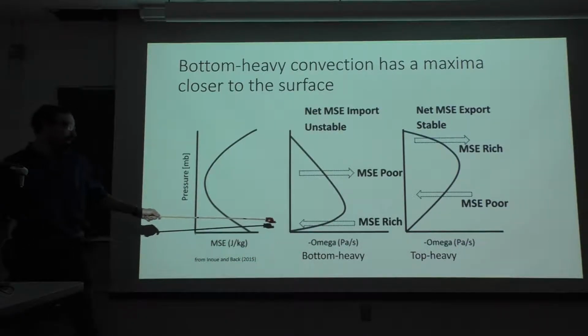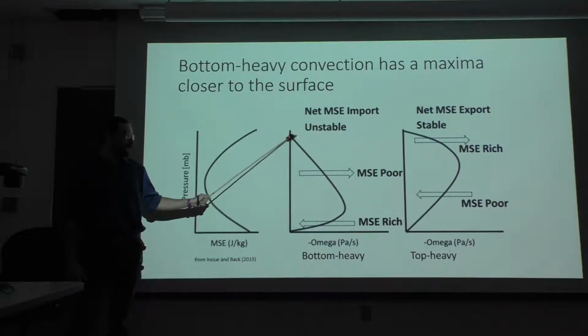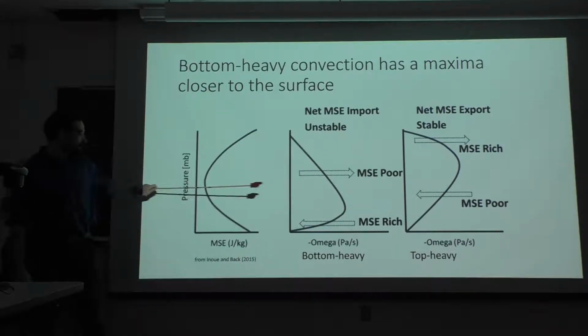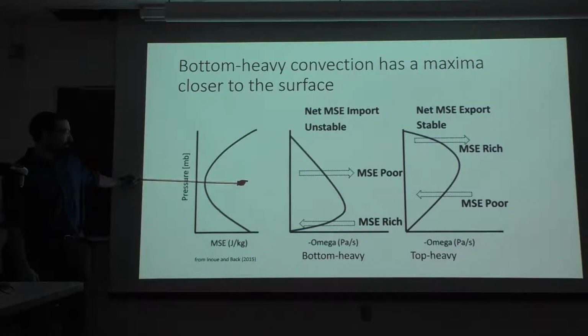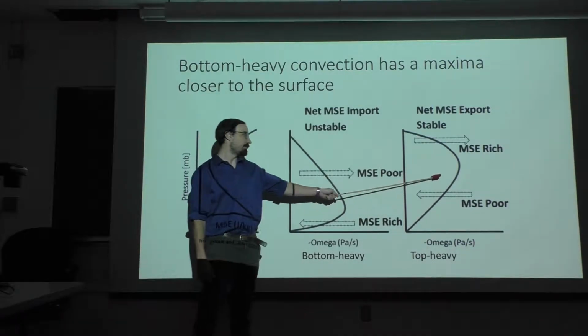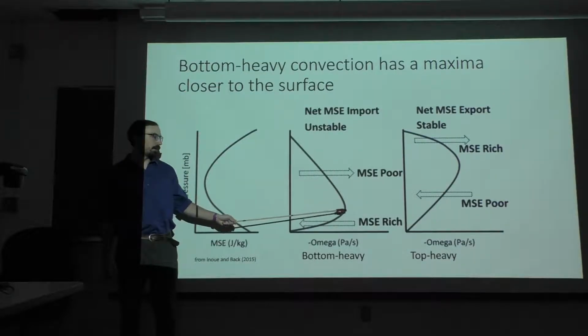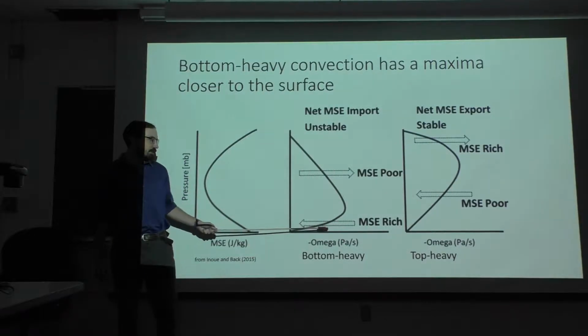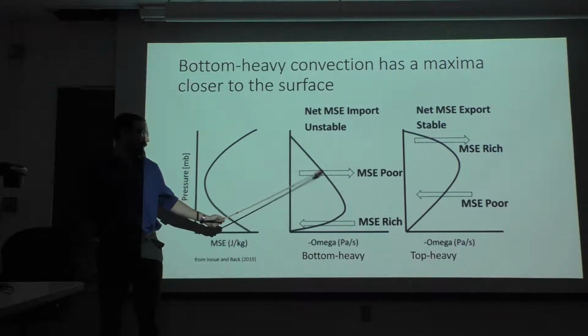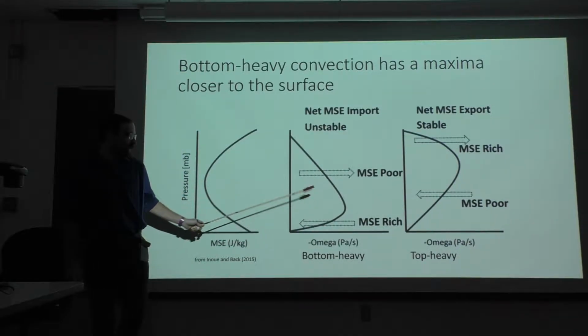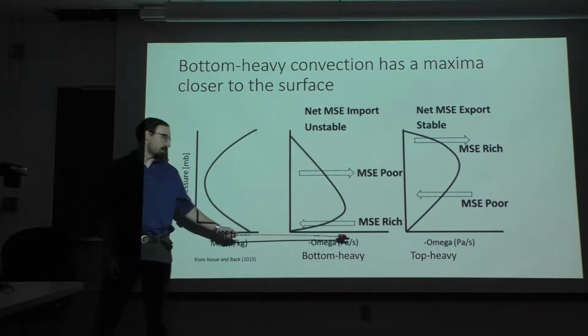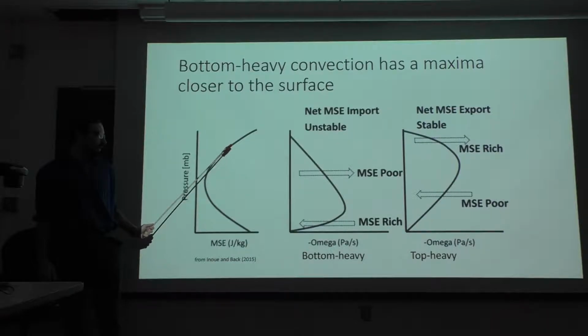So this would be bottom-heavy vertical motion, where you have a maximum that's lower in the atmosphere, generally at the freezing level or the level of minimum moist static energy being the switch between top-heavy and bottom-heavy. So if you have bottom-heavy vertical motion, then you'll have divergence up here and convergence down here as the curvature in the profile switches. And if you have bottom-heavy convection, that means you're going to be importing moist static energy that is much higher than the moist static energy that you're exporting due to this minimum.